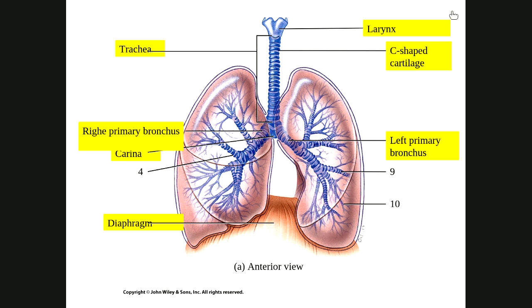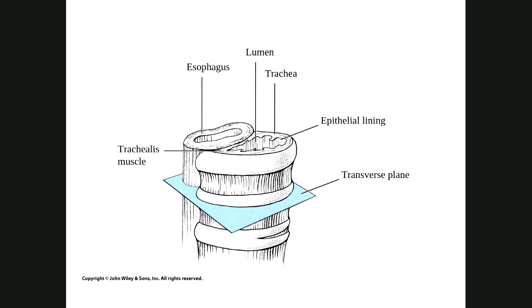Okay, so C-shaped cartilage in the trachea. Up here is the larynx, right, where the voice box is. Then this is the carina right here. You can see it slightly under the slide. Primary bronchus on the left side, primary bronchus on the right side. Remember, left and right is reversed in the medical field. And the diaphragm, which is the muscle we use to breathe, is right underneath your lungs.